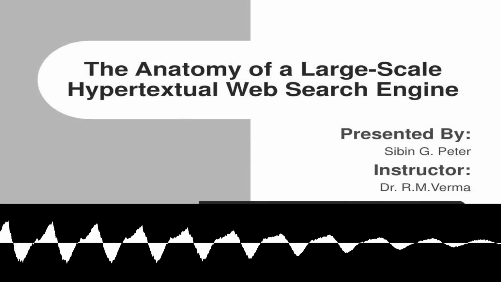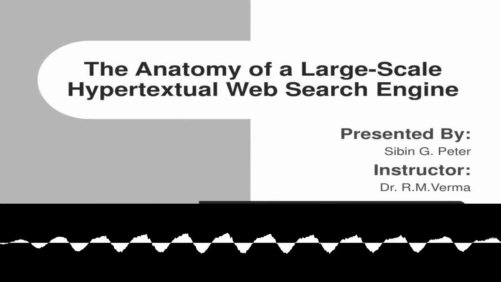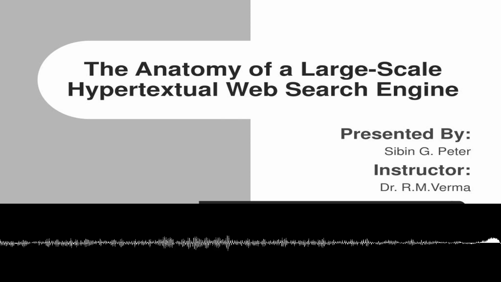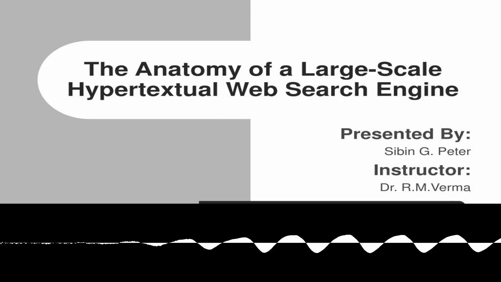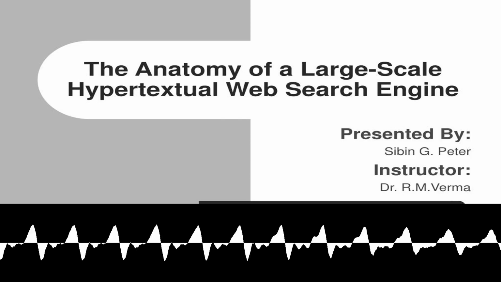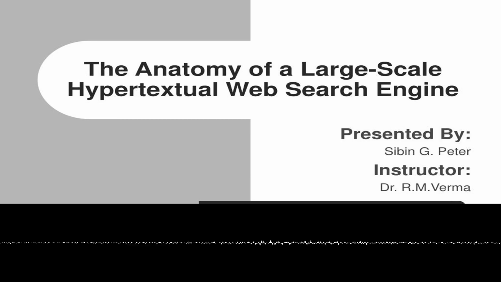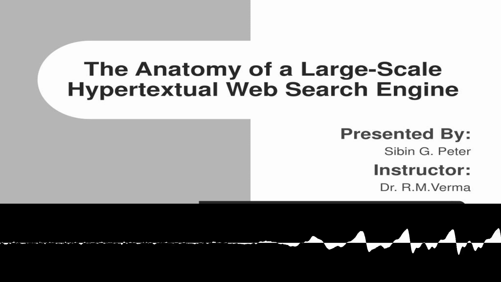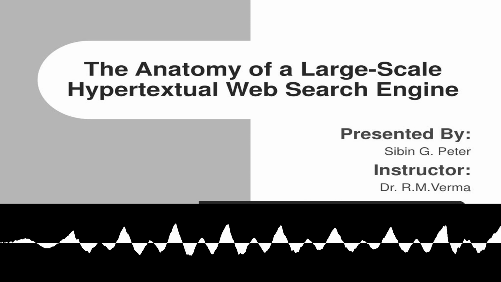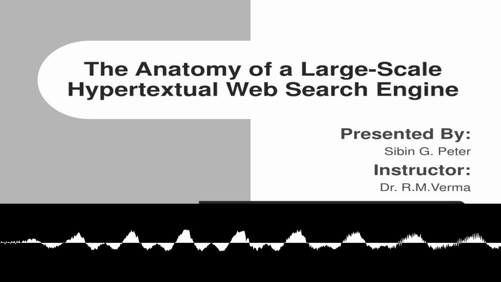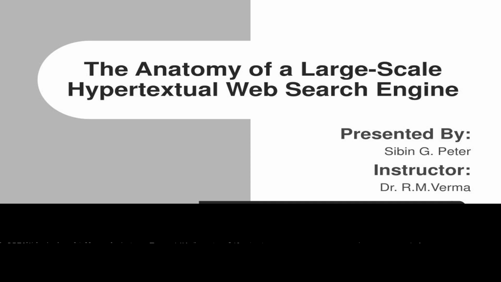Section 3, System Overview and Architecture. This segment delves into the architectural design of BackRub, detailing the key components and their interactions. The authors present a schematic diagram illustrating the flow of data, from web crawling and indexing to query processing and result ranking. The explanation of the crawler, responsible for discovering and retrieving web pages, is relatively brief.